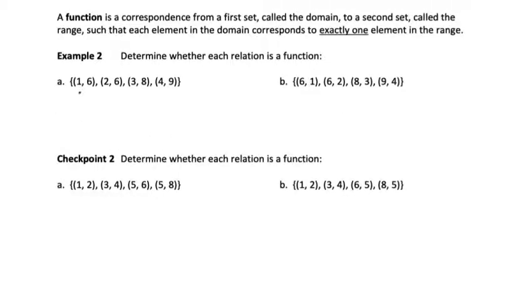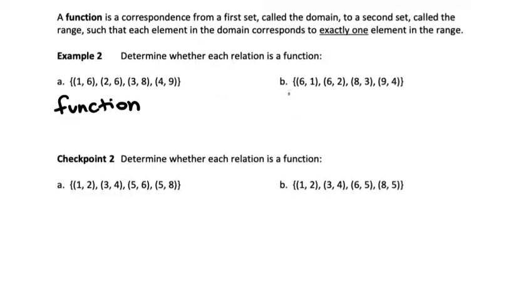Now what I'm looking at here is I'm looking at all of the elements in the domain, or all of the first coordinates, and I'm seeing if any of them go with 2 different second coordinates. So here I have 1, 2, 3, and 4. Each one only has one value for a second coordinate. So this example A is a function.